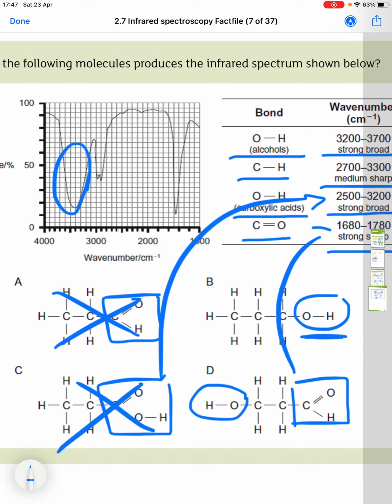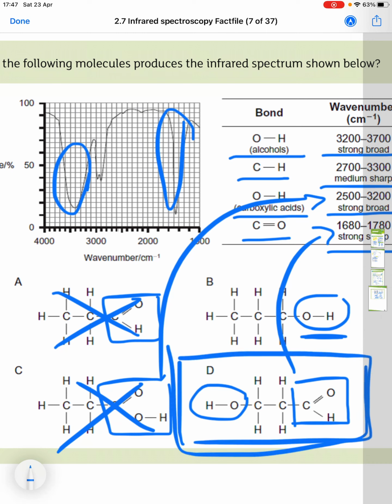So if it's D, we'll see a strong sharp peak between 1680 and 1700, and there it is. So the compound we're looking for here, the answer is D.